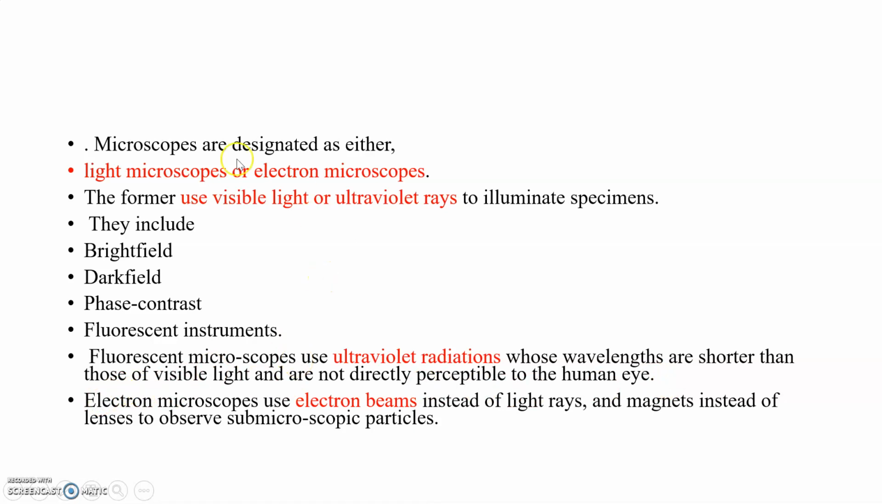The next group is electron microscopes. In electron microscopes, we use what? Electron beams instead of light rays. In light microscopes, we use light rays, visible light or UV. But in electron microscopes, electron beams are used. And instead of glass lenses, the electron microscope uses magnets to observe submicroscopic particles. Okay.